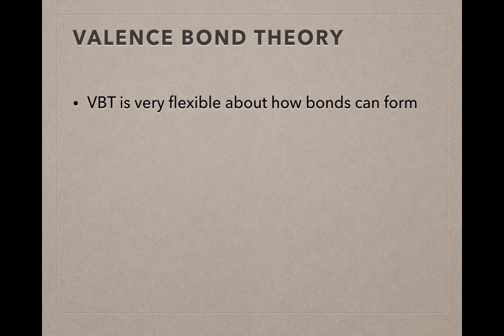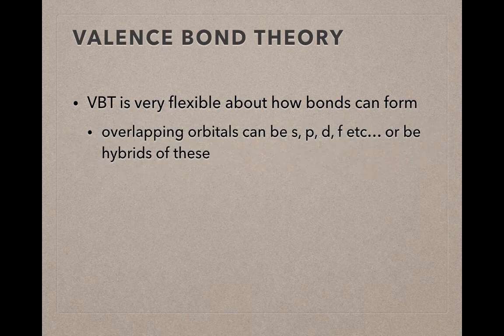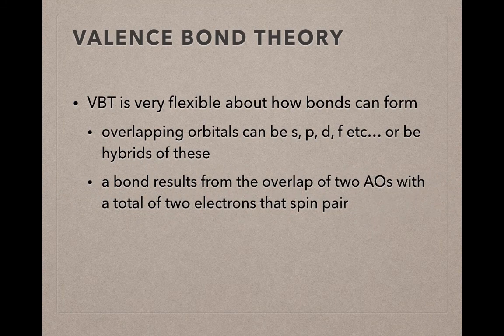Now, valence bond theory is really flexible about how bonds can form. We see some different ways that it can form. We can have the overlapping of orbitals. You can have an S overlapping with a P, an S overlapping with a D, P's overlapping with D's, P's overlapping with P's, etc. Or we can even take a look at hybrids of these orbitals. We're going to look at that here in just a little bit. But a bond results from the overlap of any two atomic orbitals with a total of two electrons that can spin pair. What this also means is that we can take an empty orbital and overlap it with an orbital that has two electrons in it. And that's called a coordinate covalent bond.